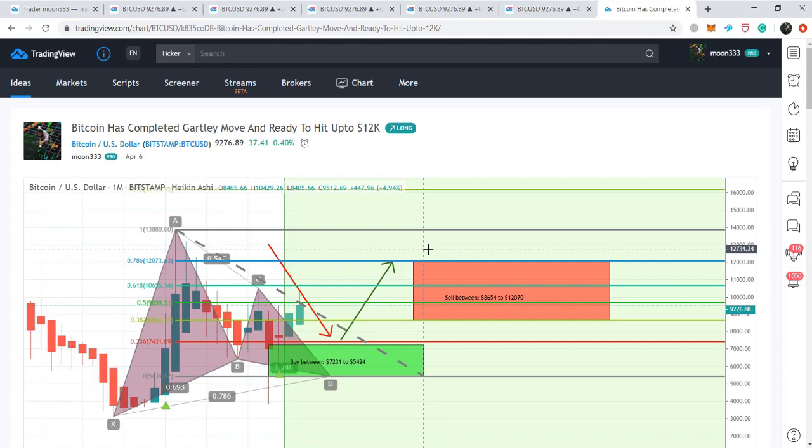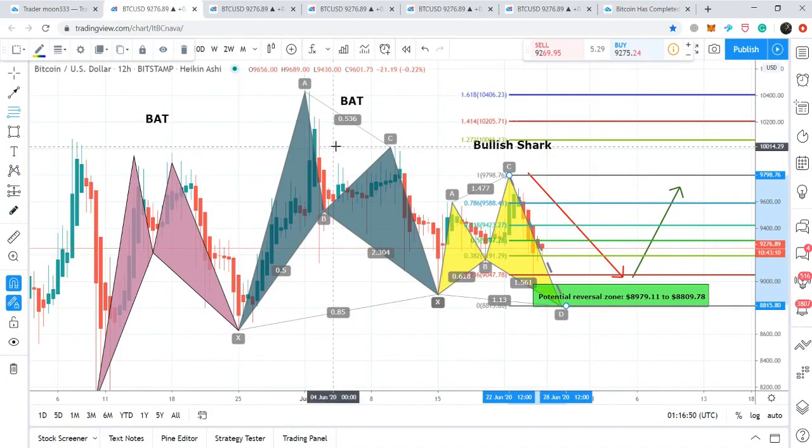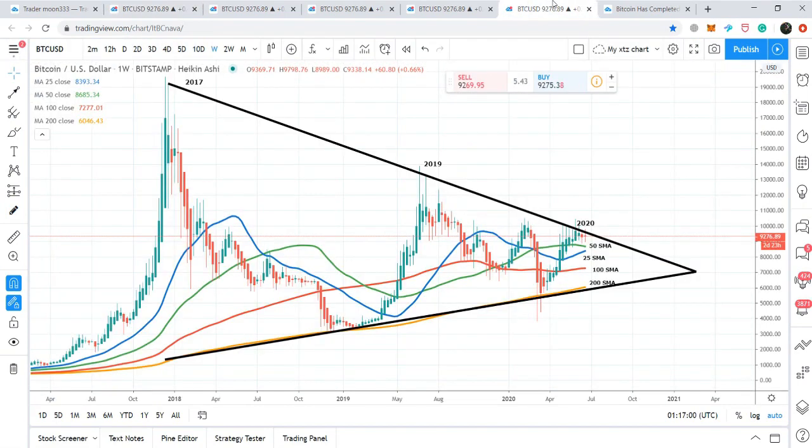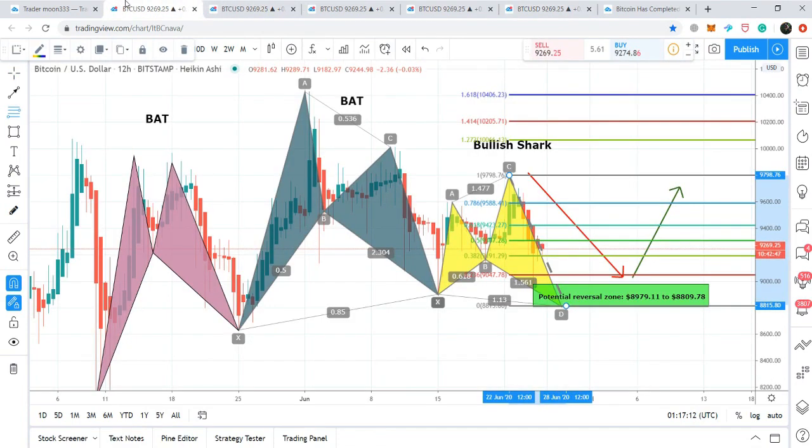On the short term, we can expect that the price action can move up to this level. We can expect a short-term bearish rally to move into the potential reversal zone, and definitely on the long term, on the monthly and on the weekly chart, we are getting more and more bullish on Bitcoin. So I'm expecting a short-term bearish rally for the completion of this bearish arc.